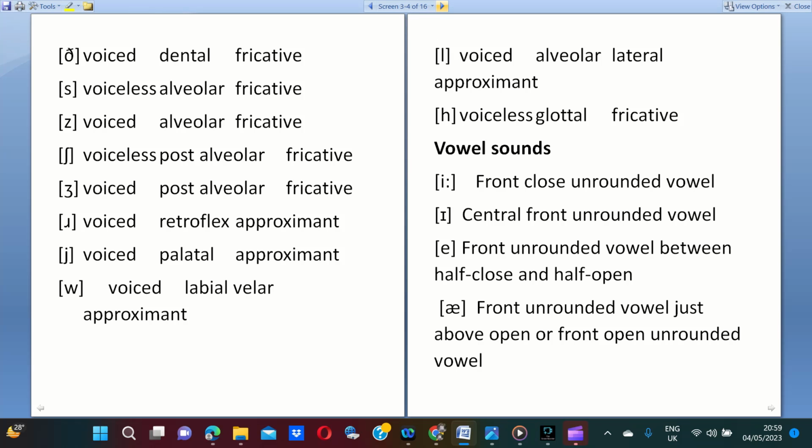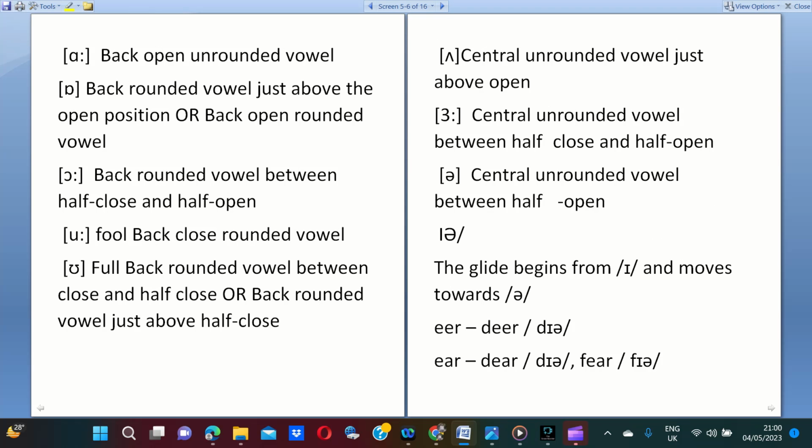Next, ah. This sound occurs on the back part of the tongue, so it is called a back vowel. While producing this sound, what is the position of our mouth? Open. What is the position of our lips? Unrounded. Next, O. This also occurs in the back part of the tongue. While producing the sound, what is the position of our lips? Rounded.